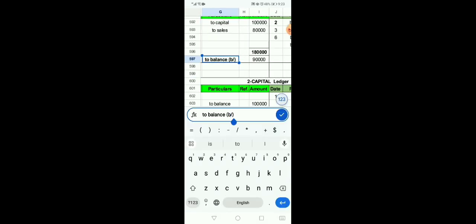Have you understood? You will be focusing upon the balance which is brought down, not the original balance. See on which side you have brought down this balance. It is your debit side. As we have mentioned, this side is debit. On the debit side you have brought down your balance of cash, 90,000, so you will choose the debit side. This is your debit side and this is your credit side. On the debit side you will write the balance, and the amount of the balance is 90,000. I have highlighted it with green. 90,000 will be posted on the debit side.